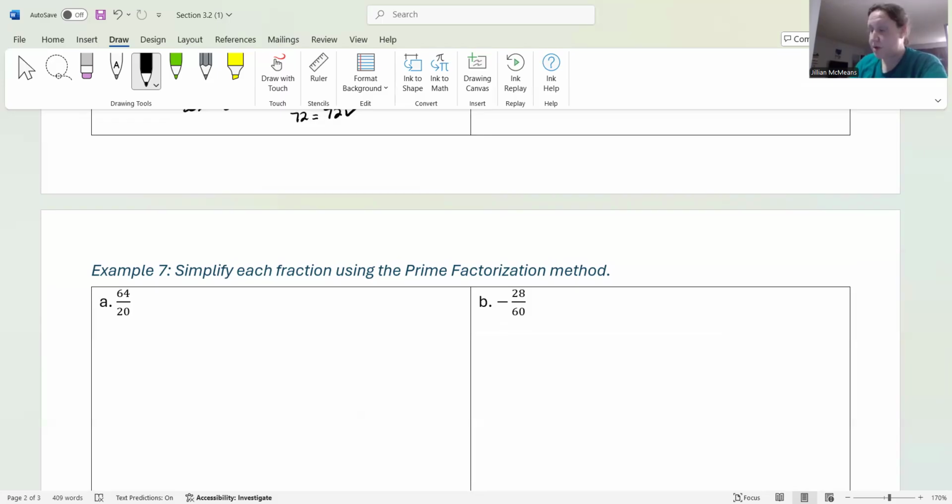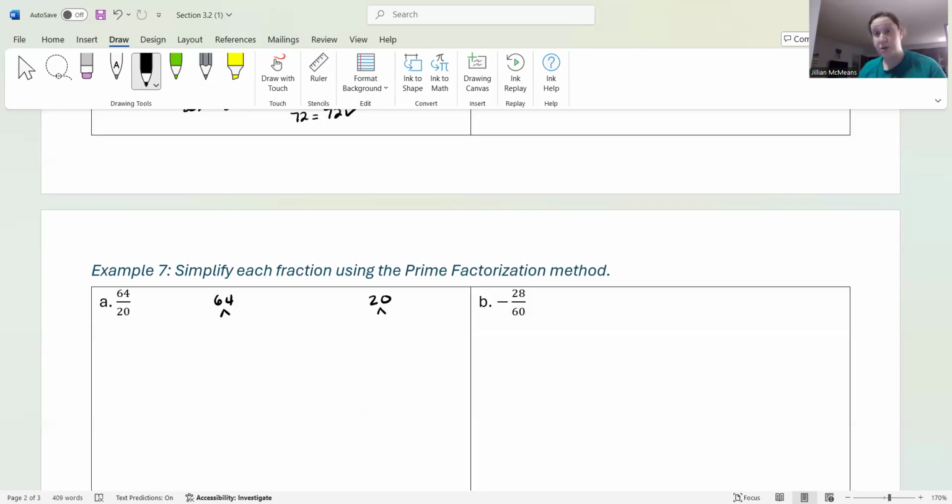So what you do is you find the prime factorization of the numerator and the denominator. Okay. So let's start with part A. We're going to look at 64 first. So 64, we need any two numbers that multiply to give us 64, okay? You can certainly use a calculator to help. You could certainly go to a multiplication table to help. It depends on each person.